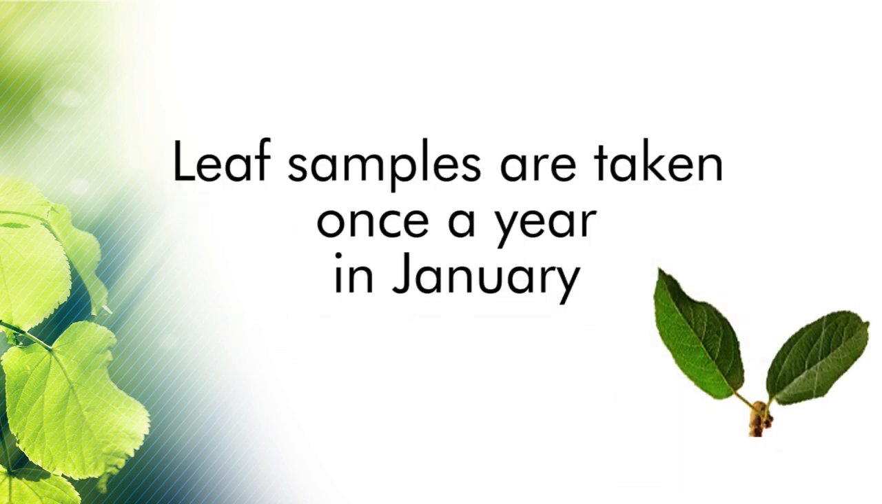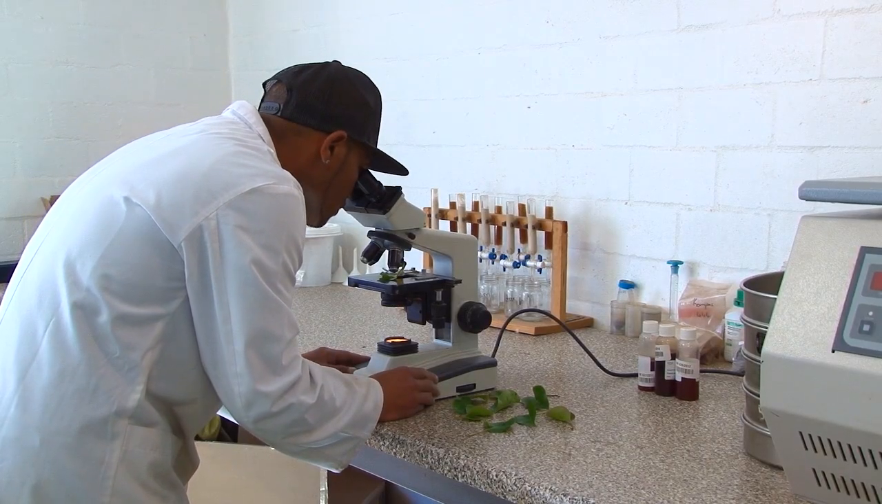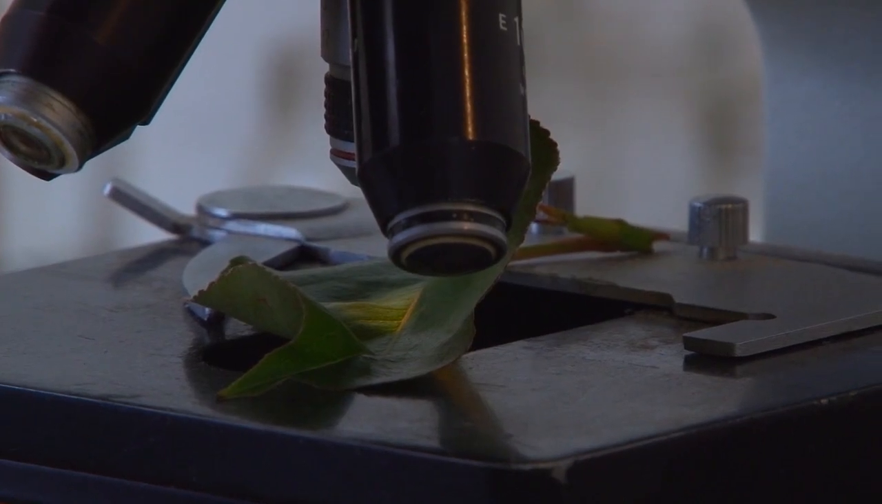Leaf samples are taken in January each year and tested in a lab to determine the amount of each element present in the tree. Once the analysis is back from the lab, the farmer will sit down with the soil scientist to decide which elements he needs to add to the ground. The goal is to have a balance between the elements in the soil.